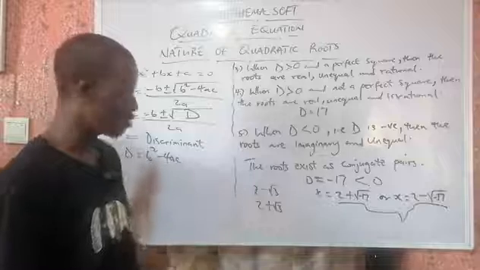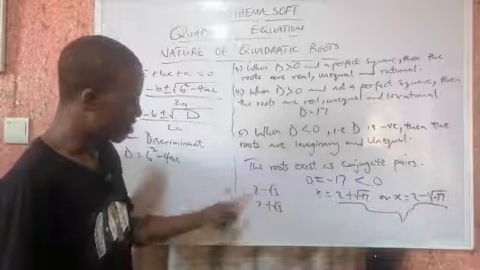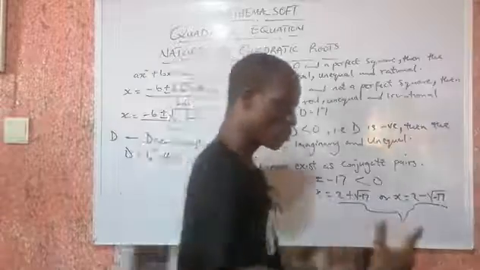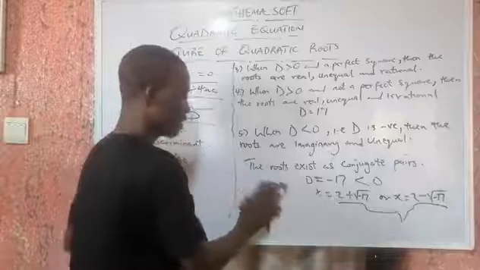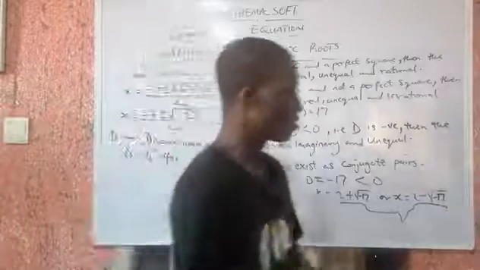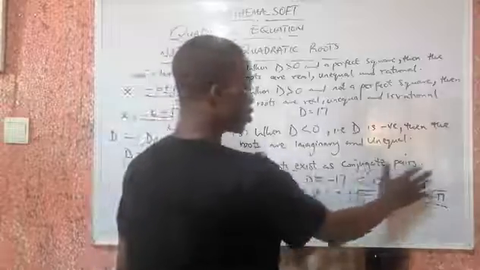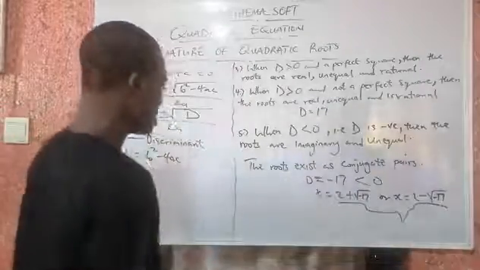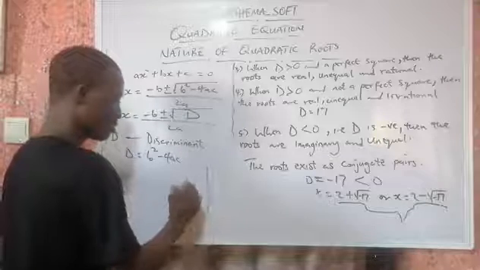Under SOD, if we want to rationalize this, we use this, and if we want to rationalize this, we use this. You will understand that better in our SOD class. So this is what we mean by the roots existing as conjugate pairs. In this case, the graph will look something like this.